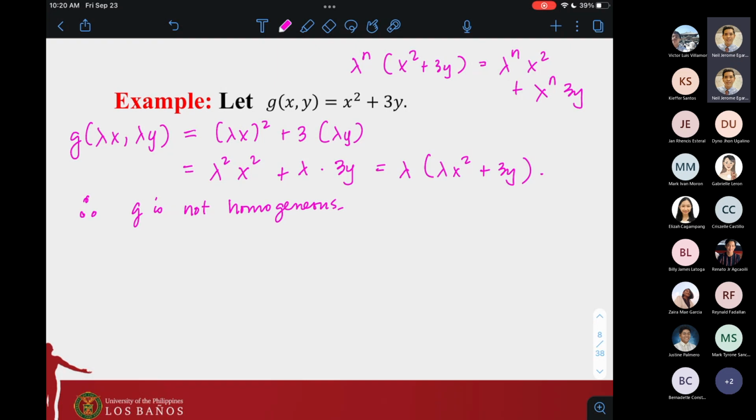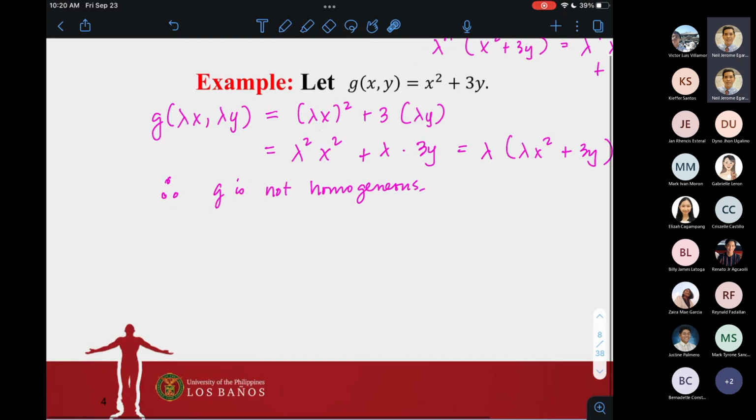Because we cannot factor it as lambda to the n times g of x, y. All right? If you want to be more technical about it, and I think this is what was shown in the lecture notes, they did a proof by contradiction. But again, for me, this is enough. It's clear that I cannot write it as lambda to the n times x squared plus 3y. That's fine with me. But if you insist, sir, you want stronger evidence, you can do a proof by contradiction. But again, for me, that's unnecessary.